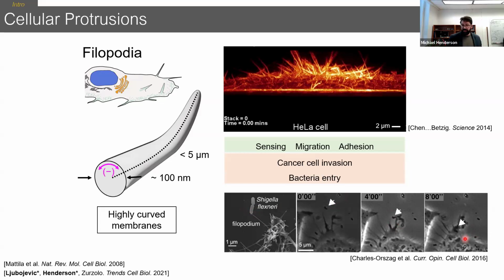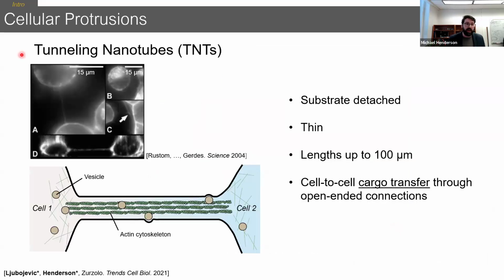But filopodia at these short scales are not the only kind of protrusions that cells make. Cells also make another class of protrusions that are at longer distances. These are called tunneling nanotubes. They're similar to filopodia in that they have similar dimensions. So they're thin, roughly a couple hundred nanometers in diameter.